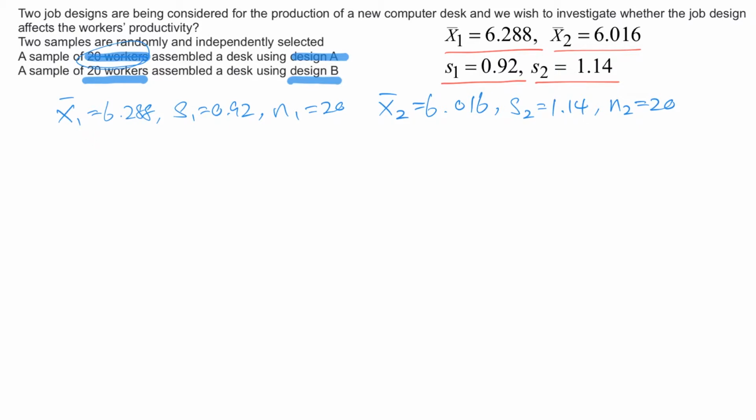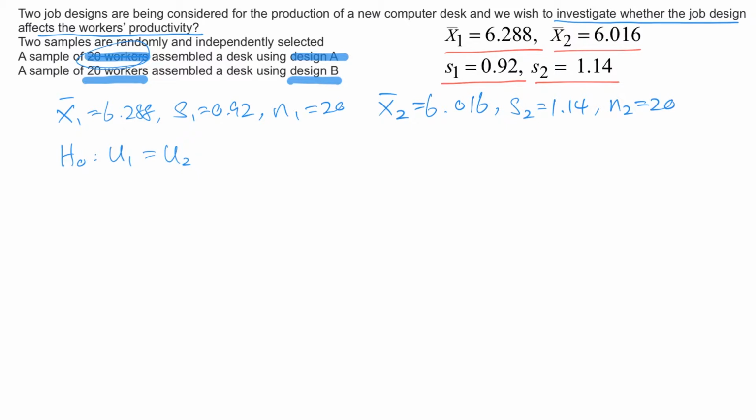The second step would be to state our hypothesis, and in this step we'll need to refer back to the question. Here we are asked to investigate whether the job designs affect the workers' productivity. So our H0 would be that the population mean for design A equals the population mean of design B.